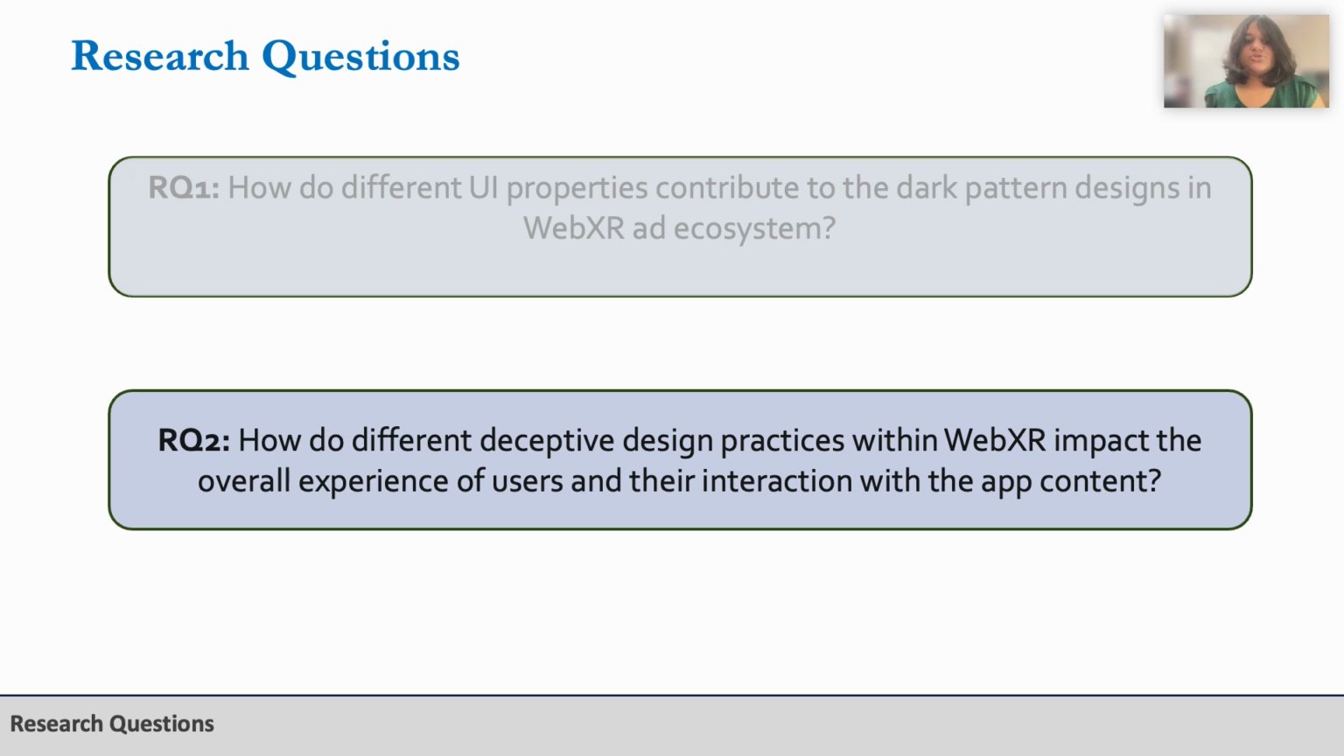In summary, to answer research question 1, we proposed 5 novel UI-based attacks in the WebXR advertising ecosystem. We also introduced a 4-category taxonomy covering 14 attacks and identified 14 contributing security-sensitive UI properties. We now move to the second part of our contributions, where we address research question 2. This focuses on investigating the impact of the attack categories on the user experience and their interaction with WebXR app content.